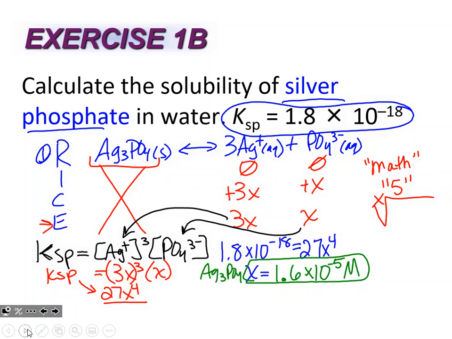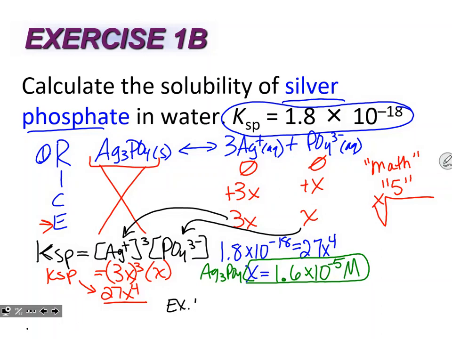So we dump silver phosphate into water. It's gonna dissolve 1.6 times 10 to the minus 5 moles per liter. That's how much it's gonna dissolve. It reaches equilibrium. It's saturated at this point. Very small amount too. But let's compare it to exercise 1.